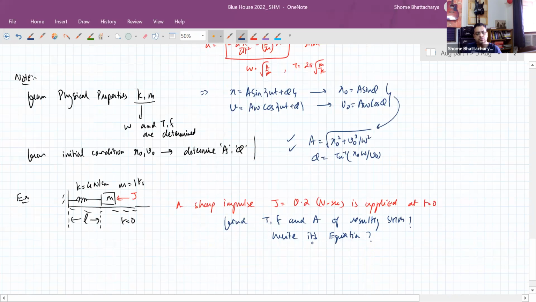So when I'm saying write its equation, write x as a function of time, where x is the extension of the spring. Because when the block is to the right of the mean position, the spring is extended, and when it's to the left, the spring is compressed. So taking this as our x-axis and this mean position as x equal to 0, naturally the x coordinate of the block as a function of time is the same thing as the extension of the spring.